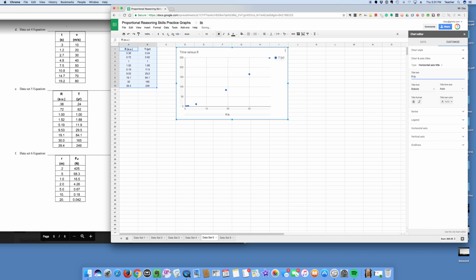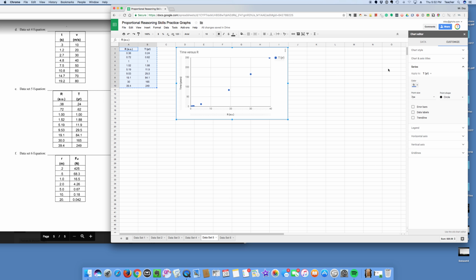One astronomical unit is the distance from here to our sun, from what I remember. I think it's like 93 million miles. You could look it up. I could be wrong, but I think that's what an AU is. Vertical axis title, and feel free to tell me because I'm curious and I love to learn. So the vertical axis is going to be time in years, right? That's our second column, time, years. And now we have a nicely labeled graph.